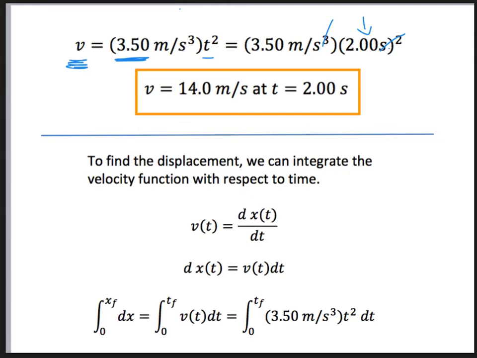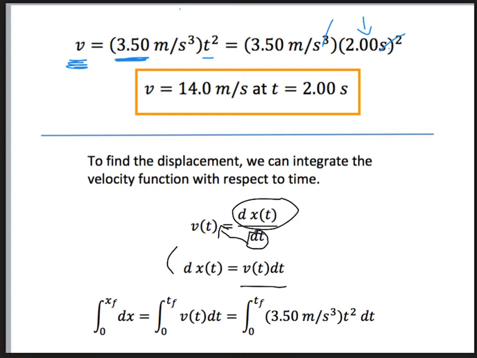Okay, the next thing we want to do is find the displacement, how far it moves. In order to do that, we can integrate the velocity function. We know that v is equal to dx/dt, and so again I can do my separation of variables. I can take this dt and move it over, and so I get d of x of t is equal to v of t dt.